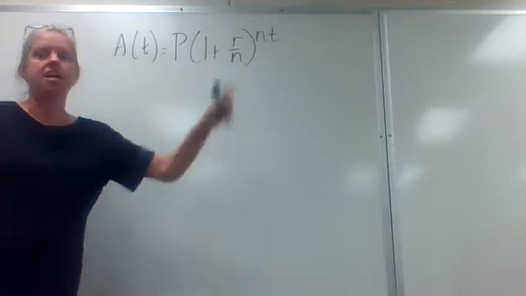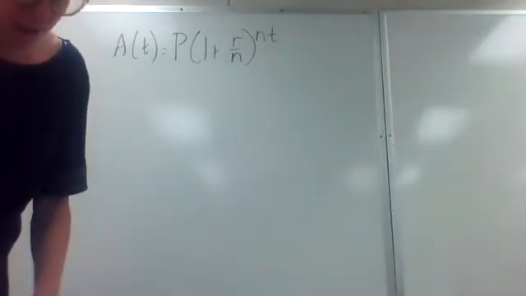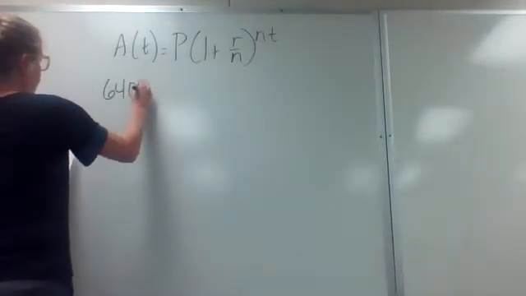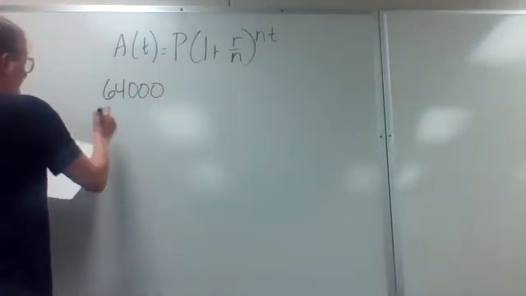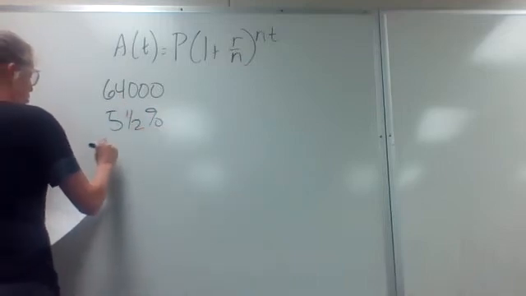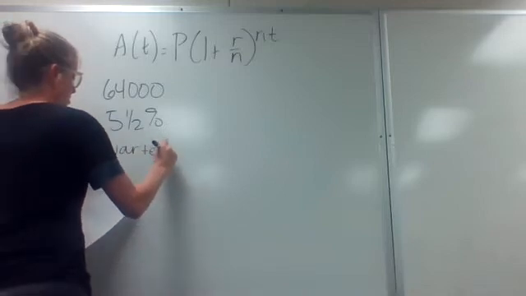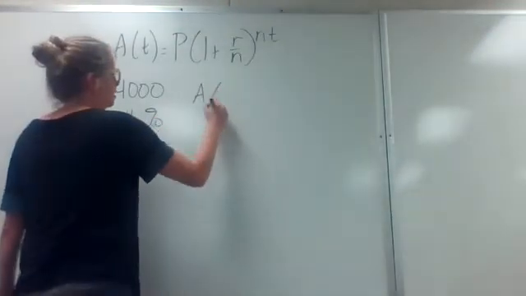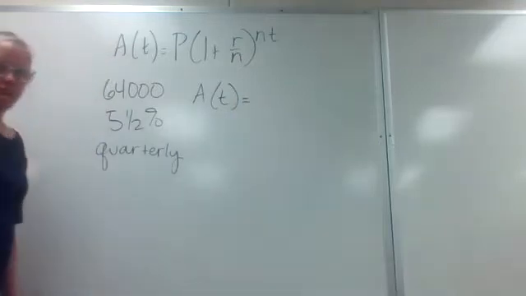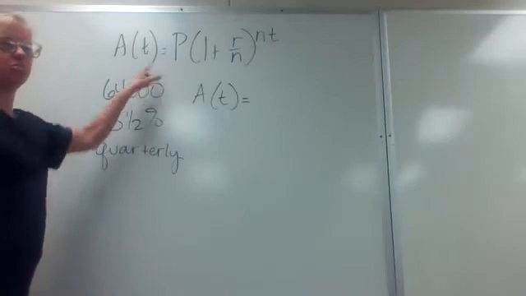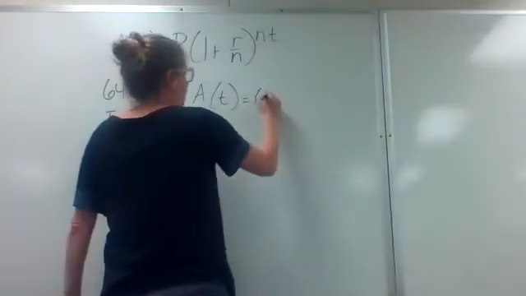Okay, so this one says, suppose that $64,000 is invested at 5.5% interest, compounded quarterly. So let's fill in. A of t equals, the P is your principal. That's what you're starting with, which is the 64,000.